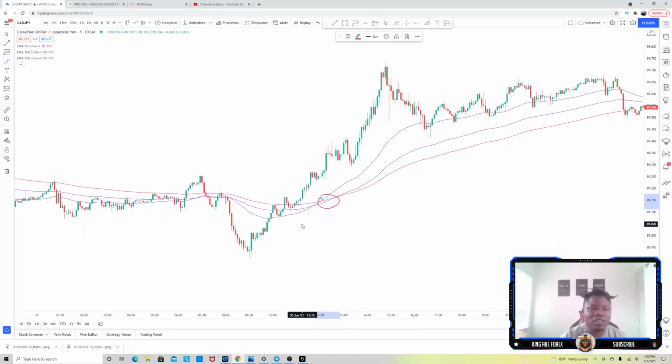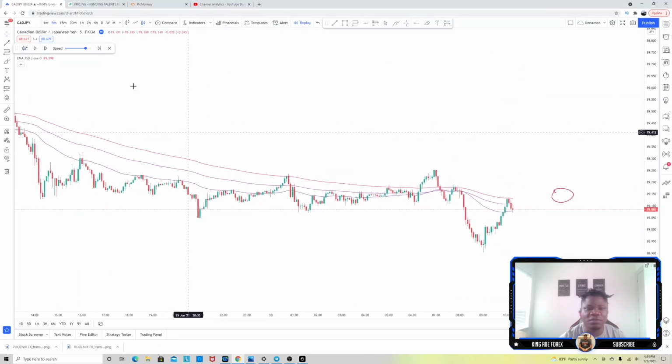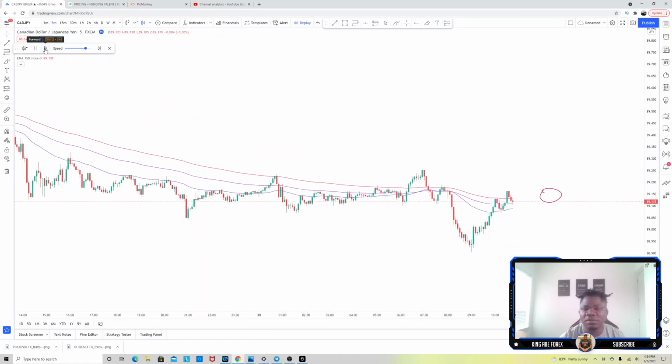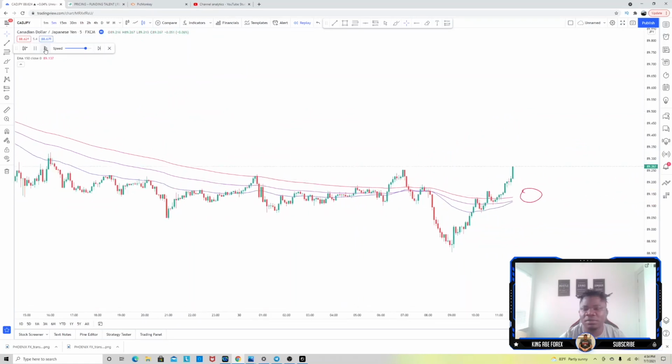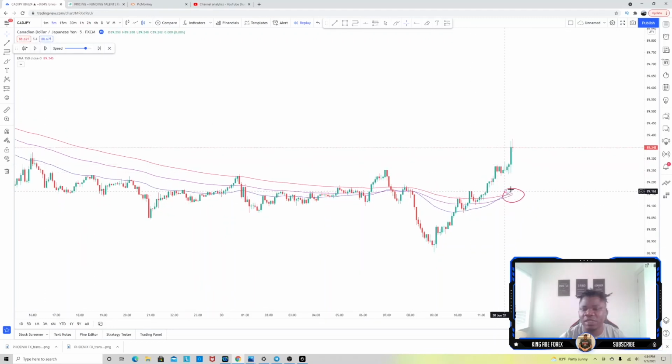Now, let's put this on replay mode and let's see where your entry would have been for this trade. I'm just going to start from right over here, right before we had the cross. And let's take a look. Bam. So we had the cross right over here.